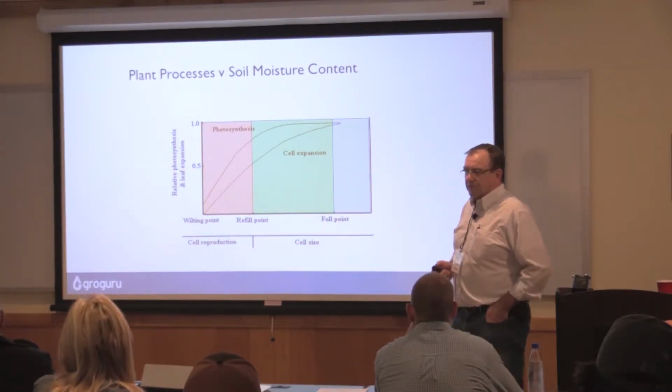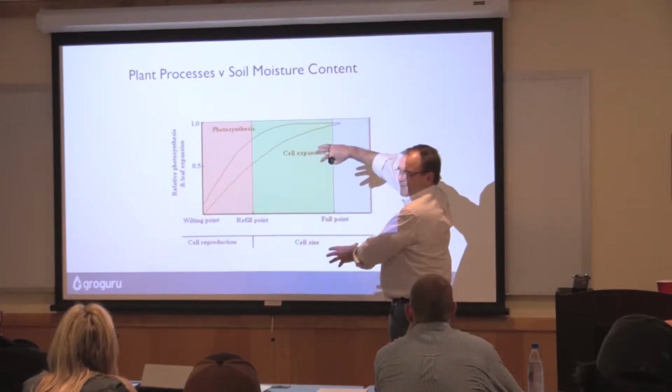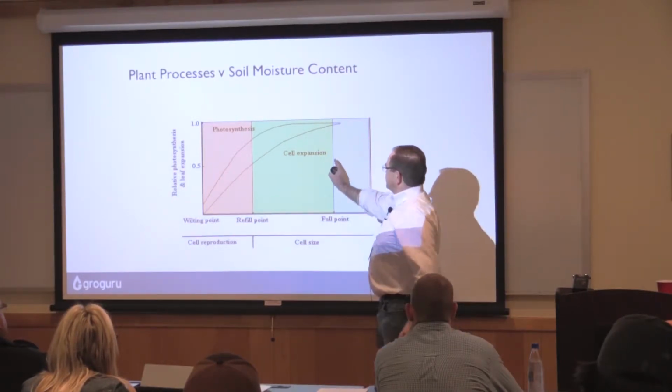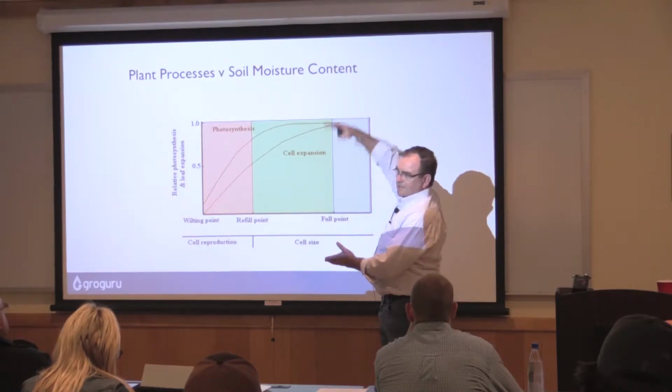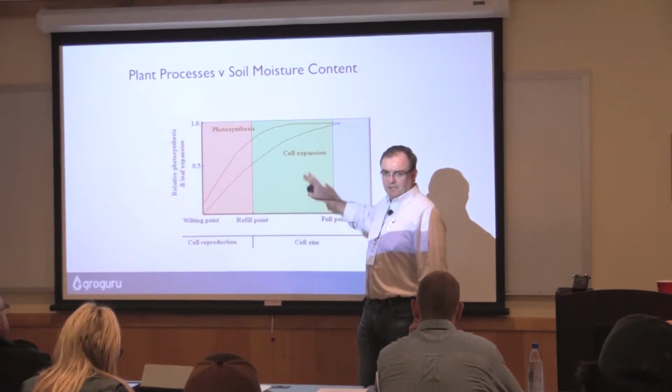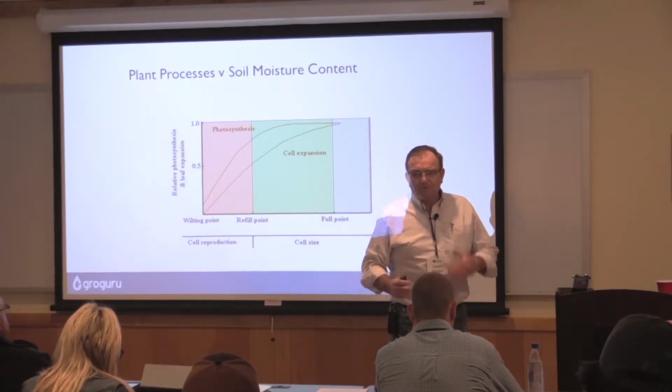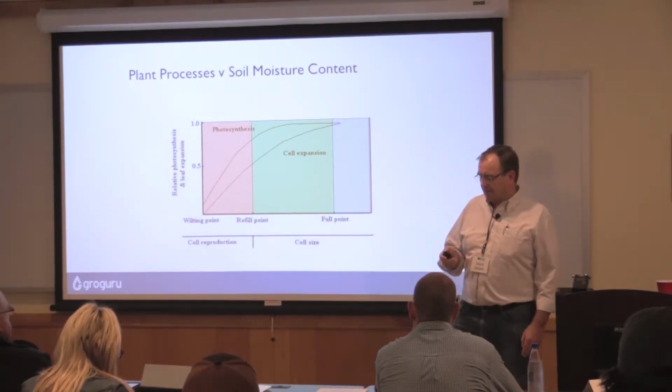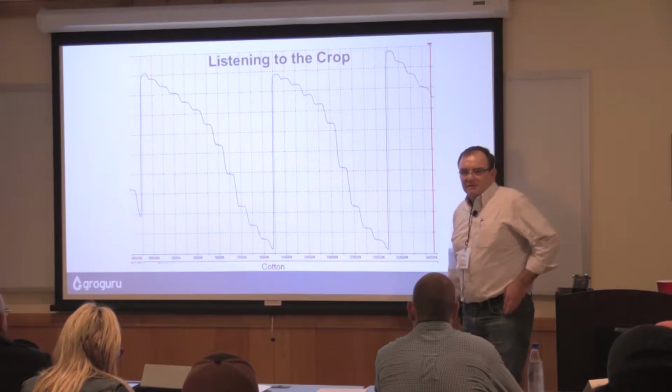So that's really important because I'm going to flip this on its side. And this is your full point. It's too high on the graph. And this is my refill point, and it's too low on the graph. But you've got to think about what's going on inside the plant when we look at the data. So let's look at some data.